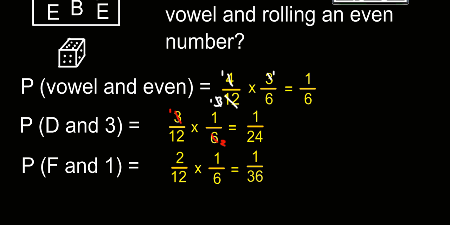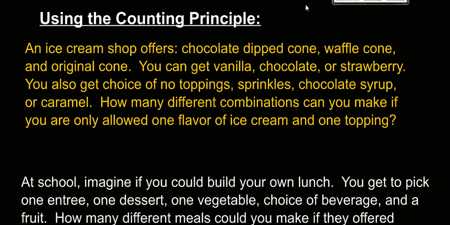Now, we're going to take a look at using the counting principle. An ice cream shop offers chocolate dipped cone, waffle cone, and original cone. You can get vanilla, chocolate, or strawberry ice cream, and you also get a choice of either no toppings, sprinkles, chocolate syrup, or caramel. How many different combinations can you make if you are only allowed one flavor of ice cream and one topping? Obviously, only one type of cone as well.